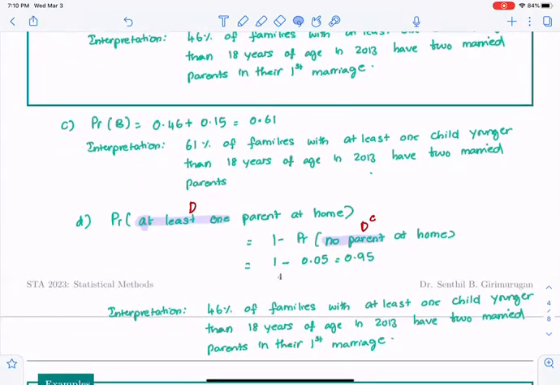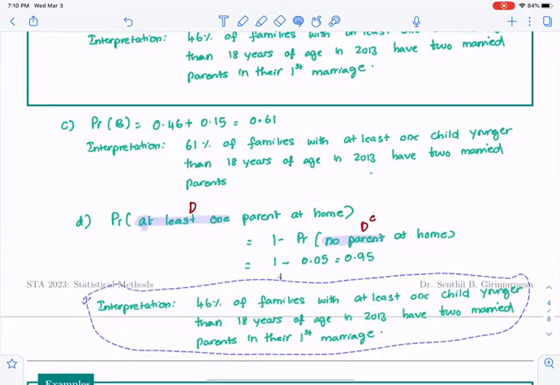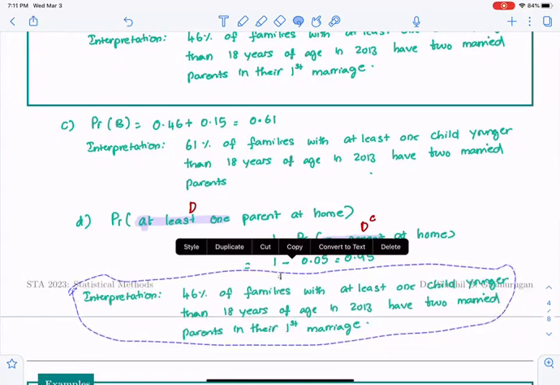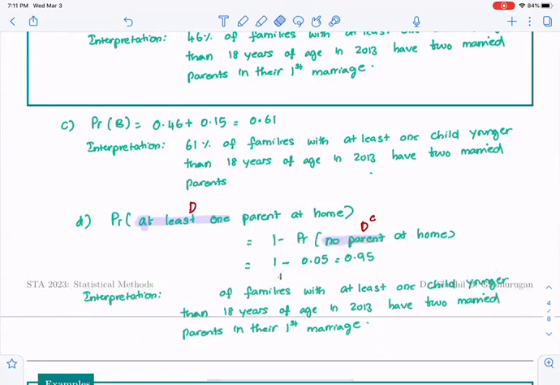The interpretation would simply be 95% of families with at least one child younger than 18 years of age in 2013 have at least one parent in the family.